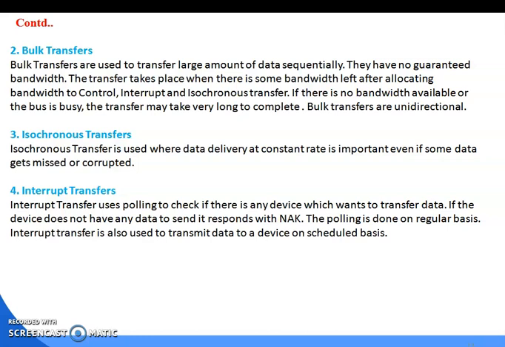Next is isochronous transfer. Isochronous transfer is used where data delivery at a constant rate is important even if some data gets missed or corrupted.